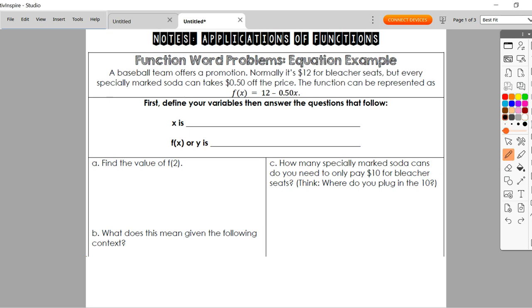So we're going to go ahead and define our variables first. I'm going to think about what can change in this problem. Right away, I know I can change the number of specially marked soda cans I have. So that's going to go in for my x, because I could have one, I could have two, I could have none, and I could have 100. What's going to change based off how many soda cans I have is the cost of our bleacher seat.